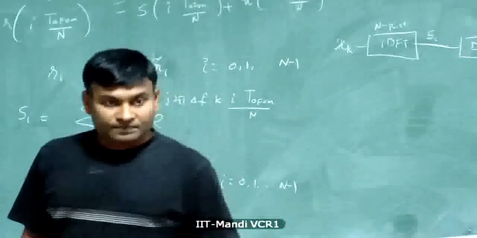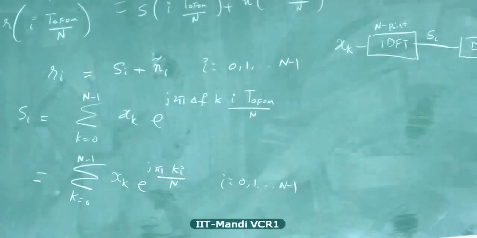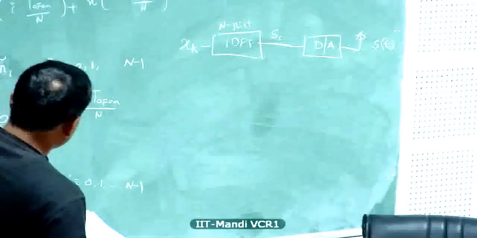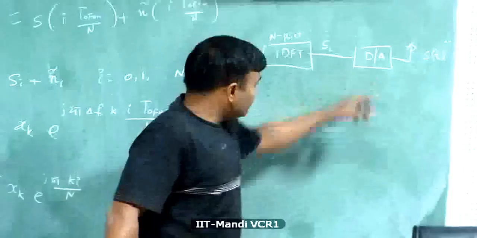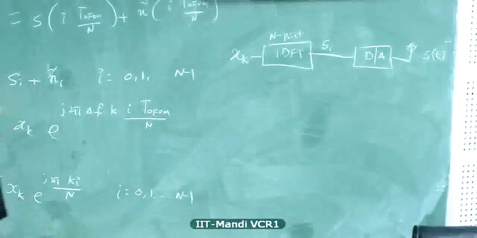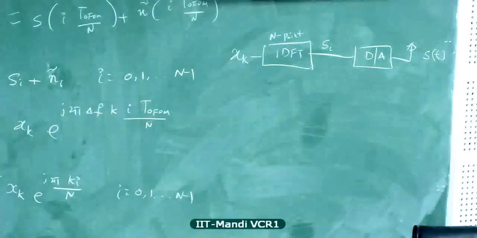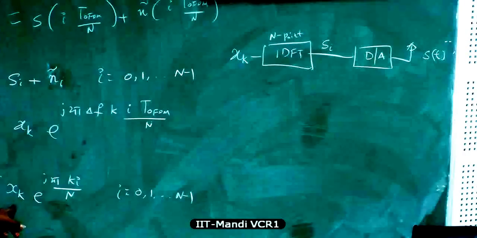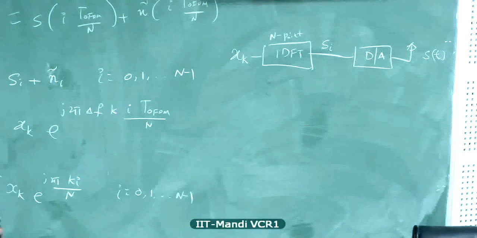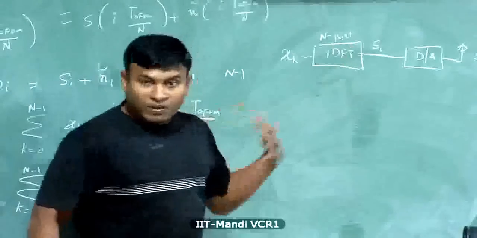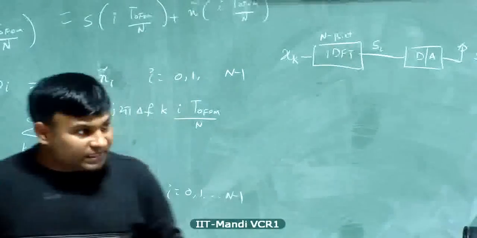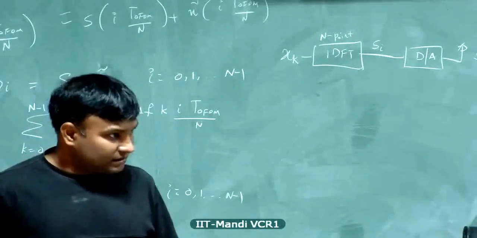Does it make sense? Well, you may ask, how can you take n point IDFT and get a perfect D2A if the signal is time limited? Like I have said, you are going to null out some of the xk's, so the effective bandwidth of the signal is much less than n times delta f. Therefore, taking an n point IDFT already incorporates what is called oversampling.